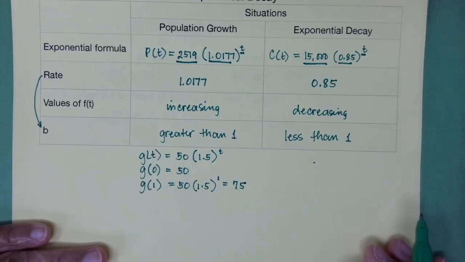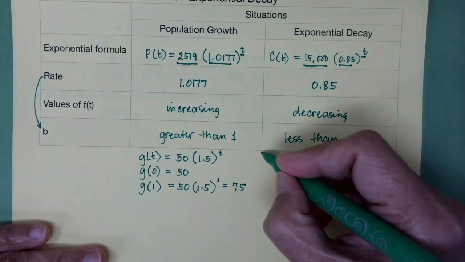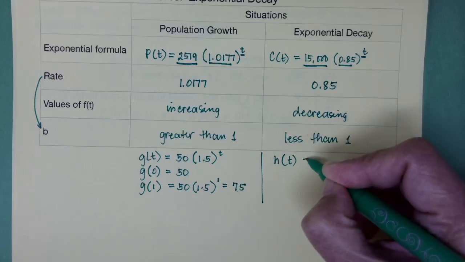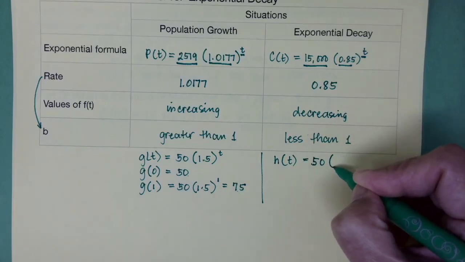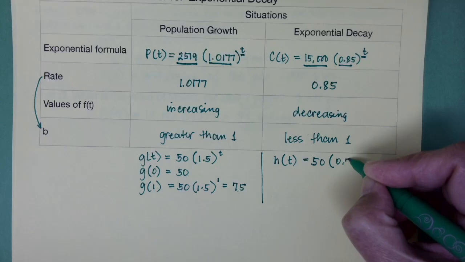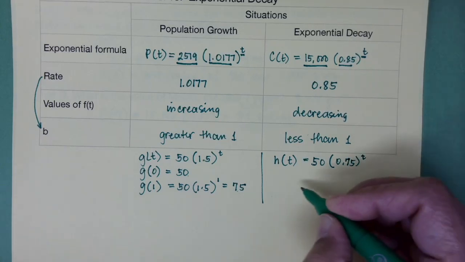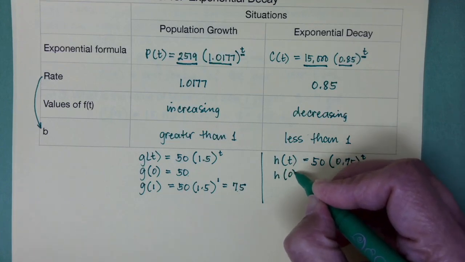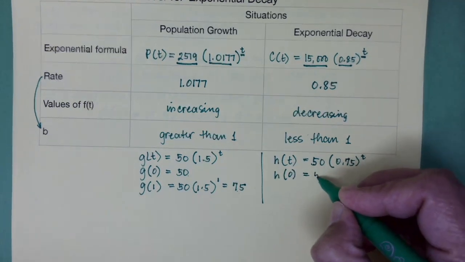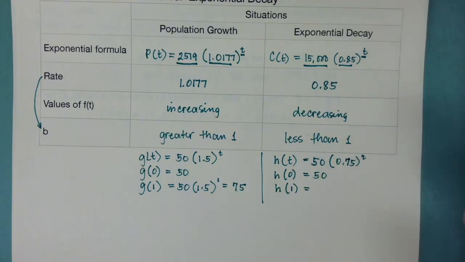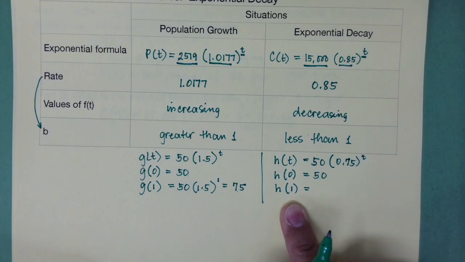Alright, now what about exponential decay? Let's have an example. Let's say you have h of t. Let's still use 50 as our initial amount, but this time our rate would be 75 hundredths, raised to the power t. So when you have h of 0, which is the initial value, that will still be 50, right? But if we have h of 1, that is after 1 month, 1 year, 1 day, or 1 hour, depending on the unit of time.